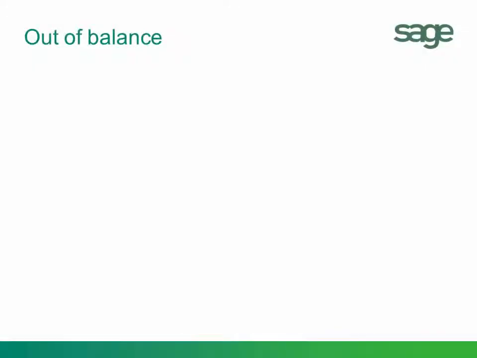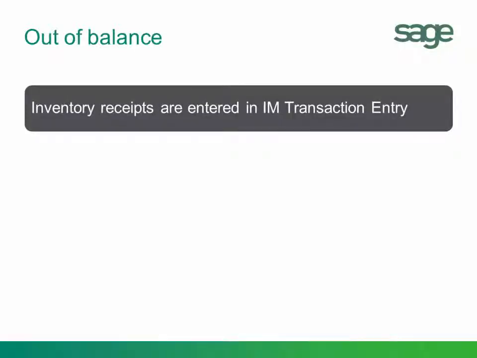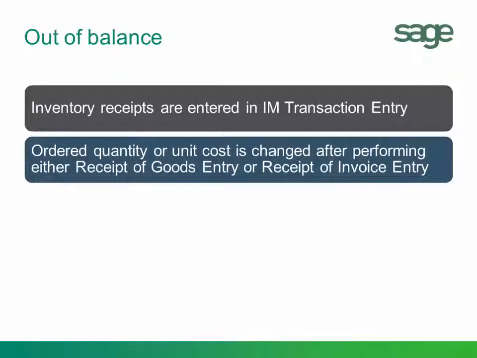But there are instances where the purchases clearing account is out of balance after updating all of your inventory and purchase order transactions. This can happen if you've entered receipts in inventory management. There's actually a number of different reasons that the out of balance can occur. One of which is that inventory receipts are entered in inventory transaction entry. Remember, inventory receipts need to be entered into purchase order and the invoice needs to be received into purchase order. However, the ordered quantity or unit cost could be changed after performing either receipt of goods entry or receipt of invoice entry, so that could cause a discrepancy.